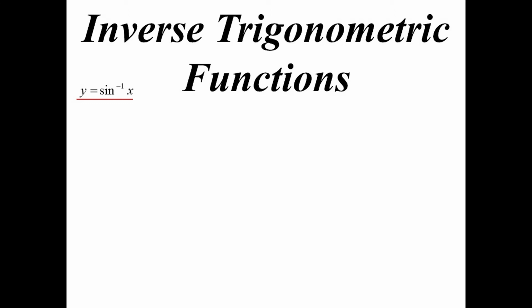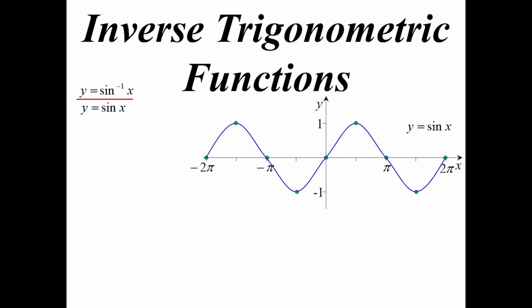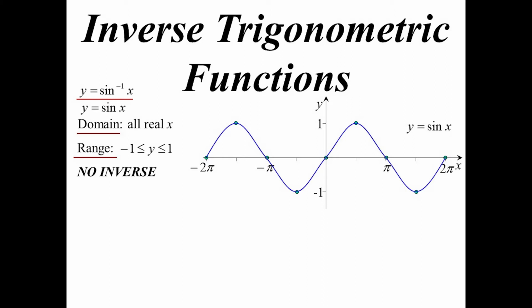So obviously it comes from the sine function. So let's draw up our sine function. We know the domain's all real x. We know the range goes in between -1 and 1. But it will fail the horizontal line test. So it does not have an inverse.